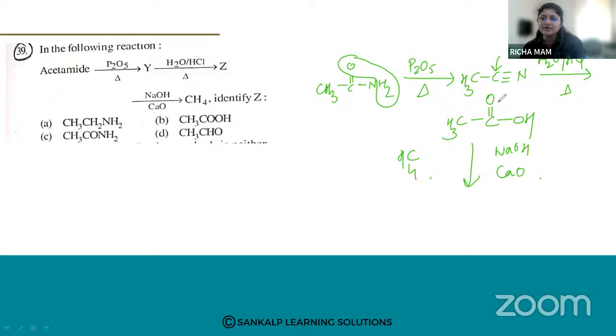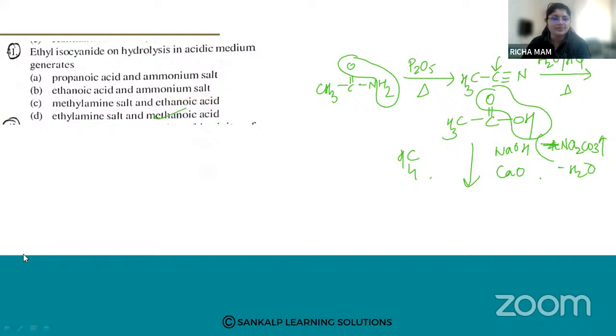So what is happening here? A water molecule is lost, plus Na2CO3 is lost. The carbon dioxide that is produced combines to give Na2CO3, so this is also lost, and water is also lost. So the answer is what? Acetic acid, B. Yes, option number B is the correct answer. Okay, let us go for the next one.